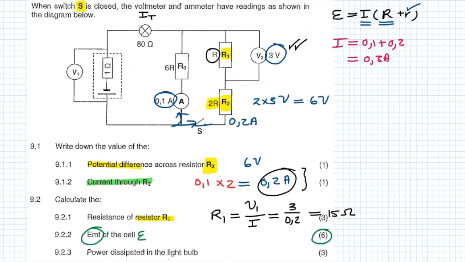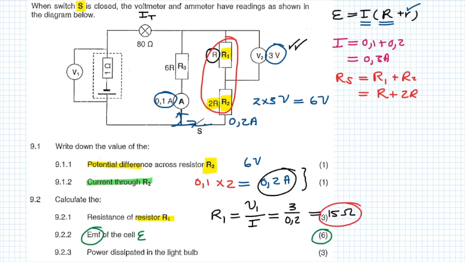To determine the total resistance, we first need to add together these resistors in series. Resistance in series is equal to resistor 1 plus resistor 2. That is going to equal R plus 2R. But remember, we now know the value of R is 15. So this is 15 plus 2 times 15, which is 30, giving us a total of 45 ohms.